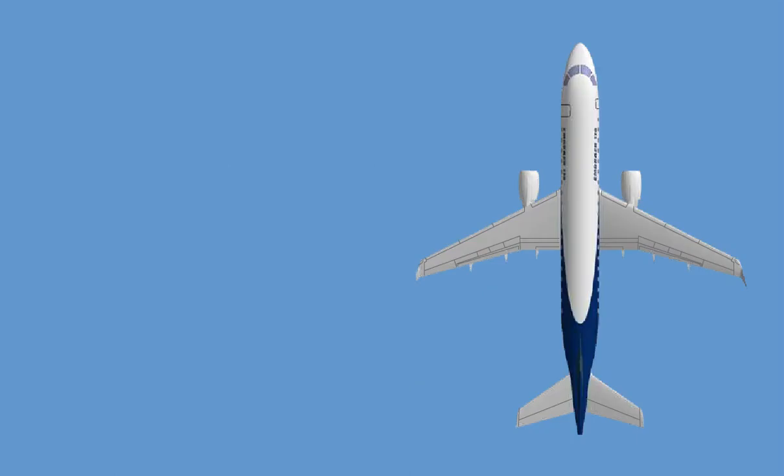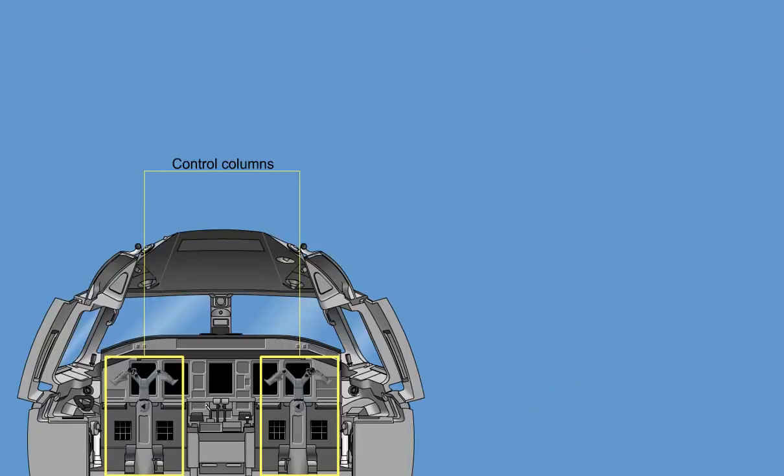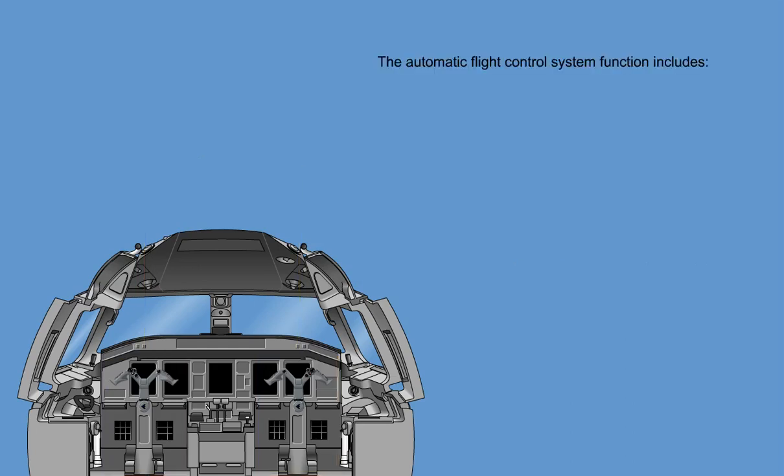The flight guidance control system indirectly drives the primary flight controls through either the cockpit control column or through other processing modules. The automatic flight control system function includes the automatic pilot, flight director guidance, yaw damper, turn coordination, automatic pitch trim.